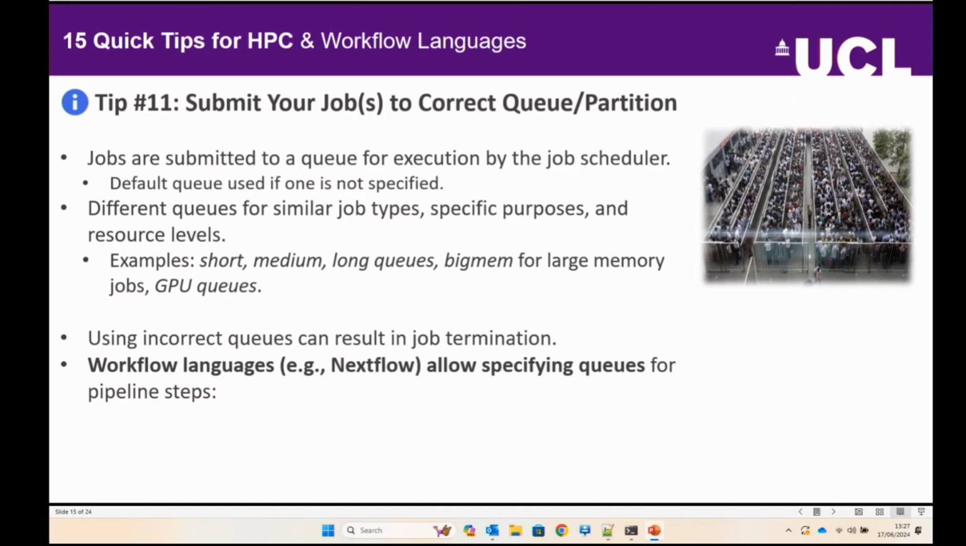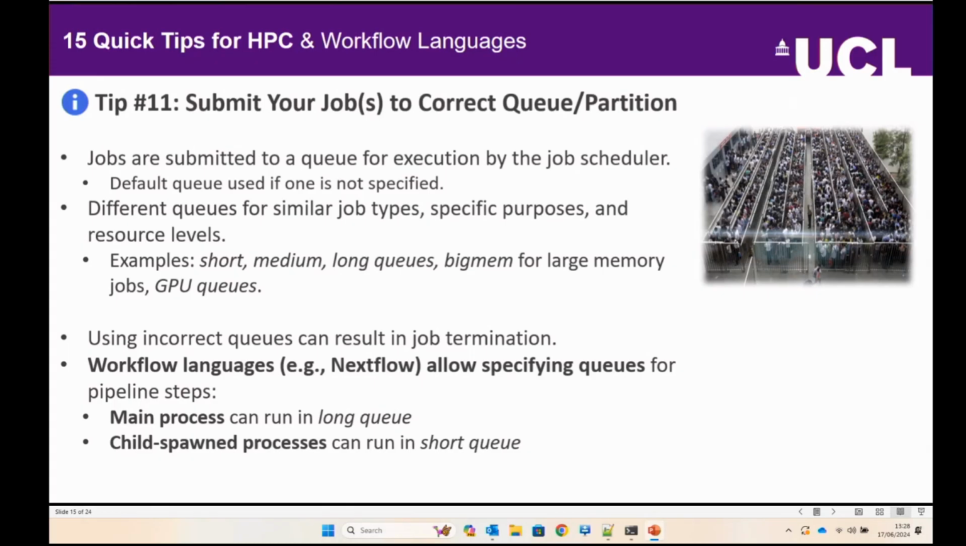And the good thing about workflow languages, Nextflow is my particular favorite, is that they allow you to specify queues for pipeline steps, which means that you can have a main process that runs in a long queue and various spawned child processes that run in the short queue. The main process is kind of like the overall manager of your series of jobs, if you've got that kind of computing requirement.